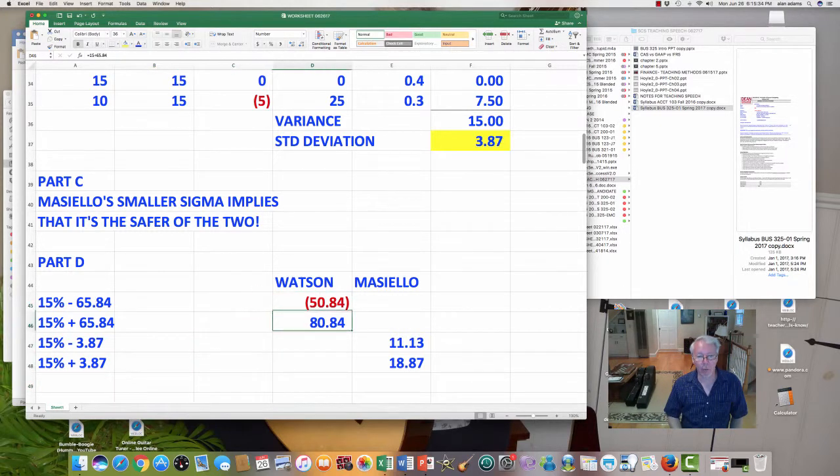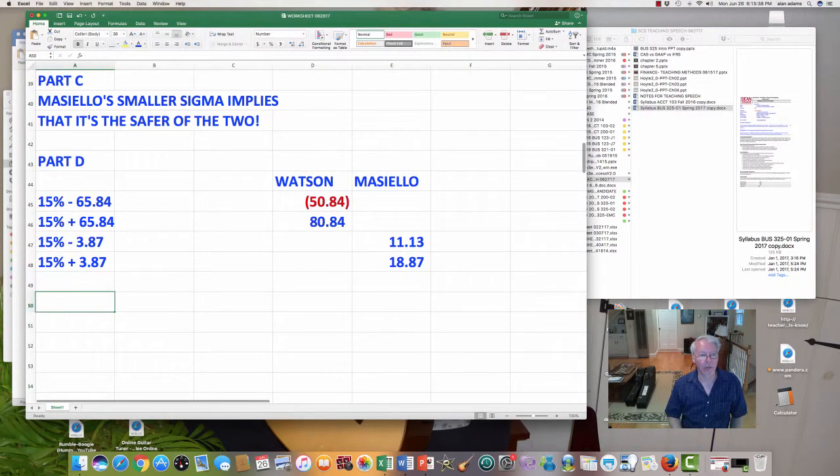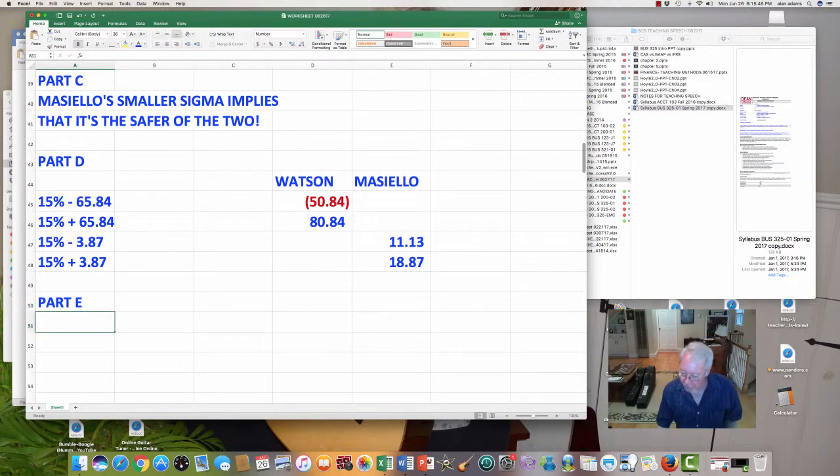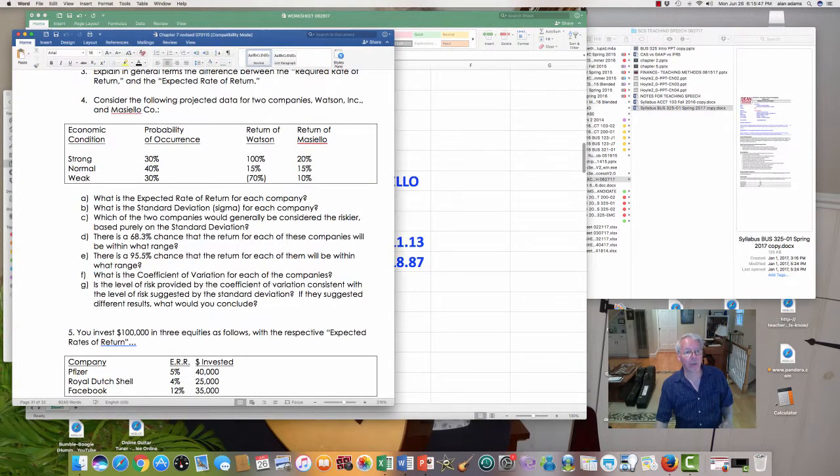Look at the spread on Watson versus the spread on Masiello. Lower spread, lower risk. All right, similarly, part E of this question says, there's a 95.5% chance that the return for each of them will be within what range? 95.5% means plus or minus 2 standard deviations.